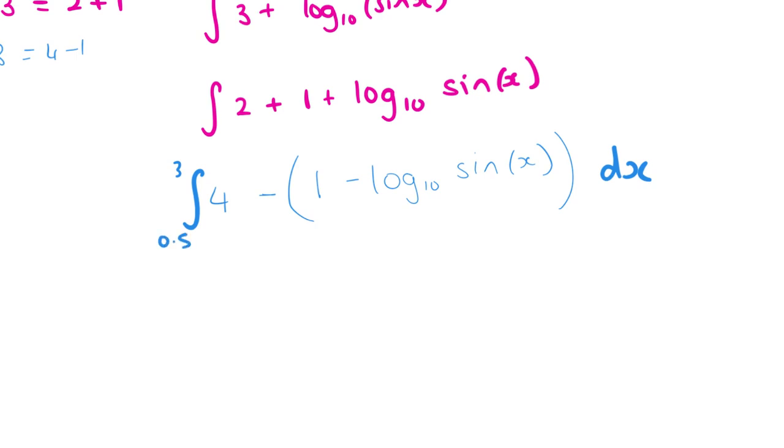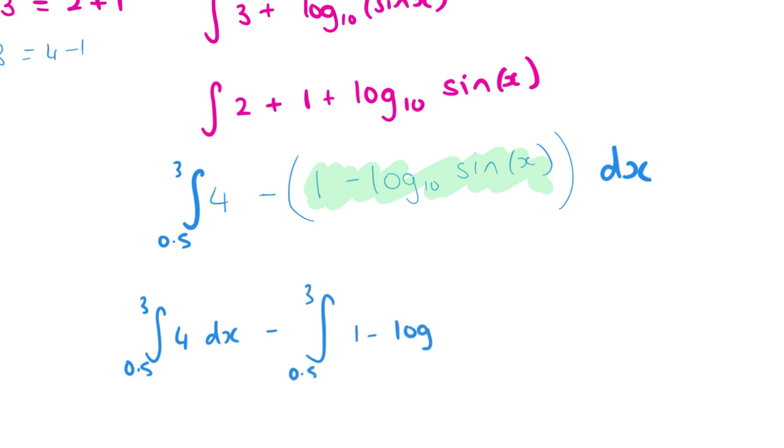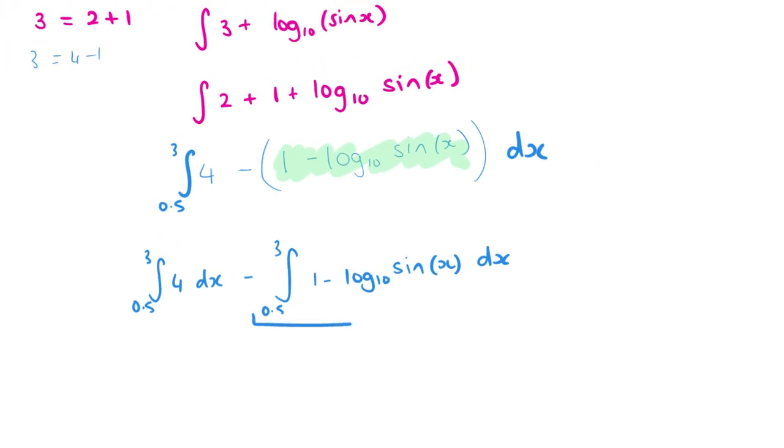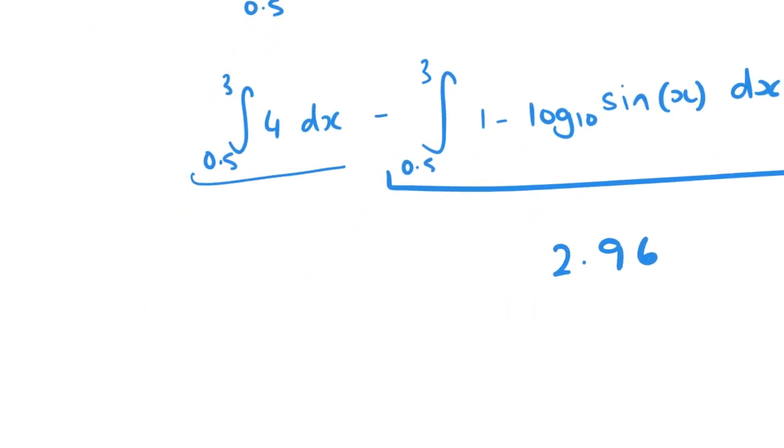So we already know what the integration of this is. So we can separate this now. We can have the integration between 3 and 0.5 of 4 with respect to x, minus the integration between 3 and 0.5 of 1 minus log to the base 10 sine of x with respect to x. We already know what this is. What did we work it out to be? 2.96. I now need to work this out.